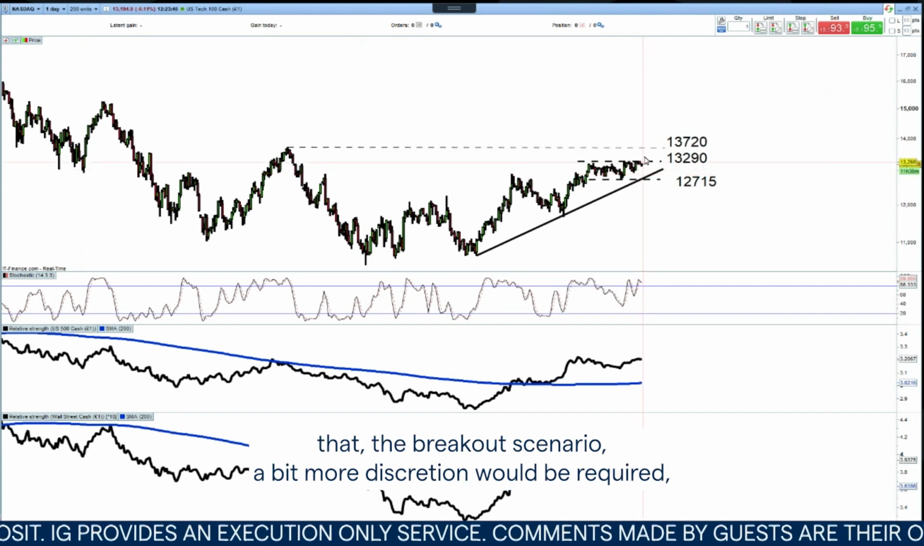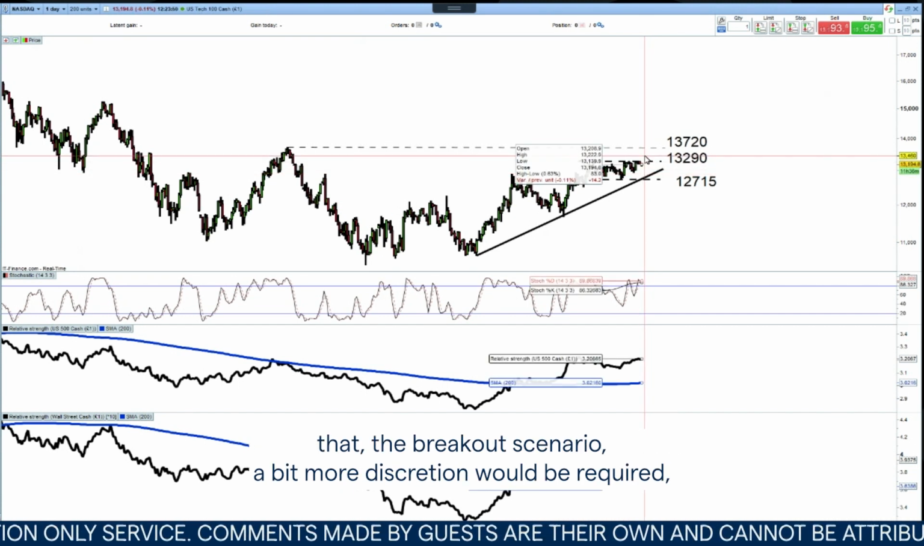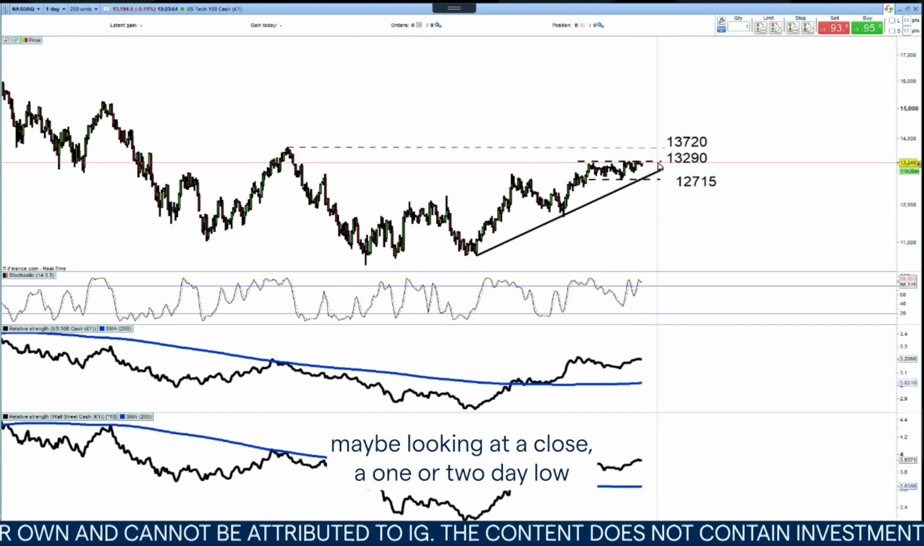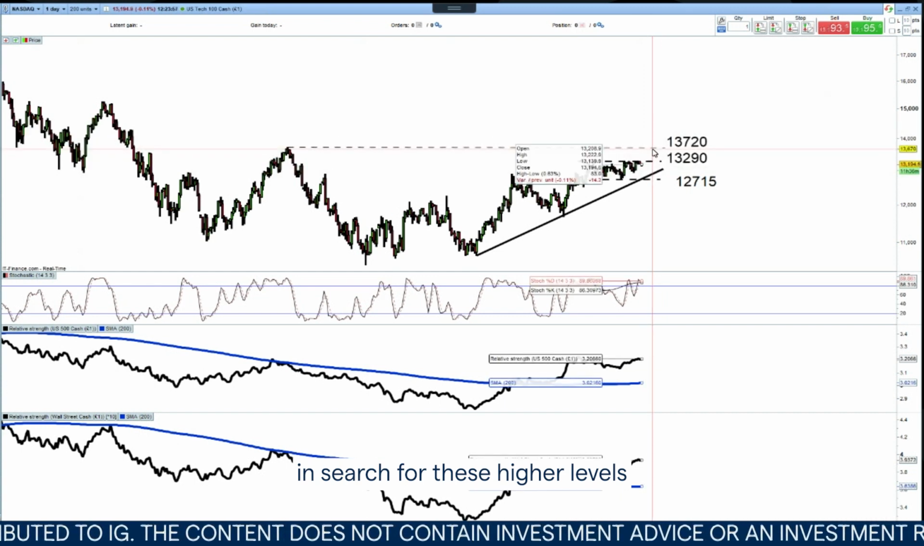If it closed below that. In the breakout scenario, a bit more discretion would be required, maybe looking at a close below a one or two day low in search of these higher levels.